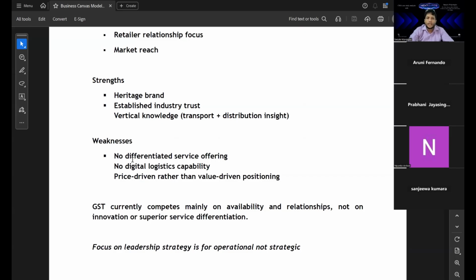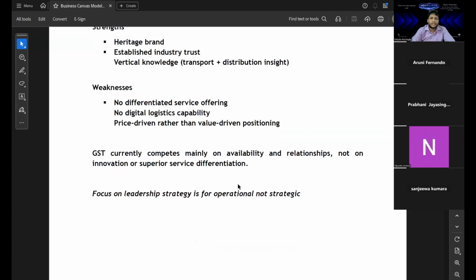Then you see the weaknesses: no differentiated service offering, right? That is why we selected Porter's five forces and the Bowman strategic clock. What are the competitive strategies? Differentiation, focus. I think you may remember. Then no digital logistics capability. That is why we learned the digital roadmap, right? How we are going to implement the digital roadmap in the business. Then price driven rather than value driven positioning, right? That means they are going to focus on pricing, but not on value driven positioning. Positioning in the sense you are going to create a unique place in your customer's mind. How you are going to do this, right? That is also discussed in the classroom, right?